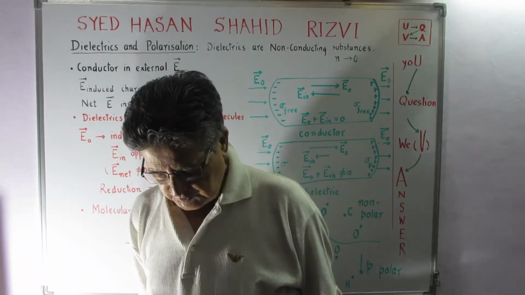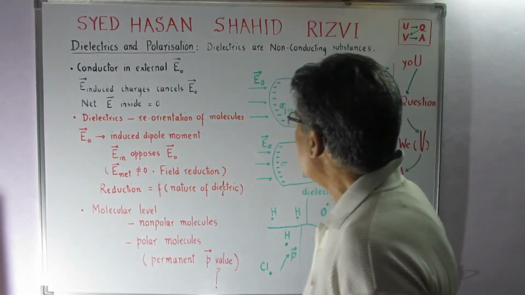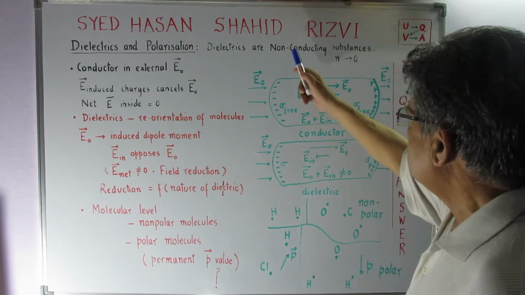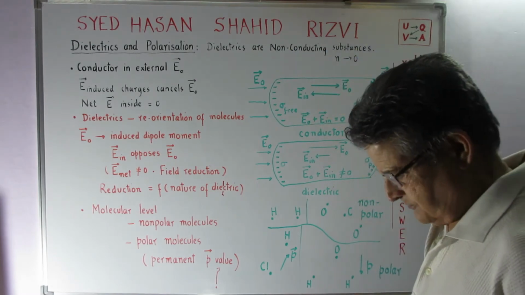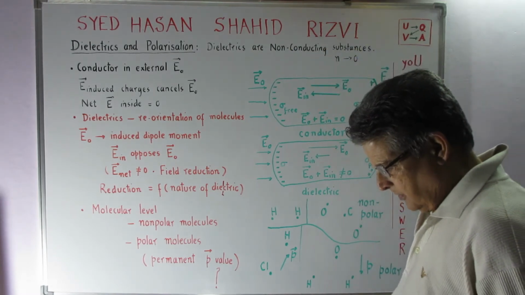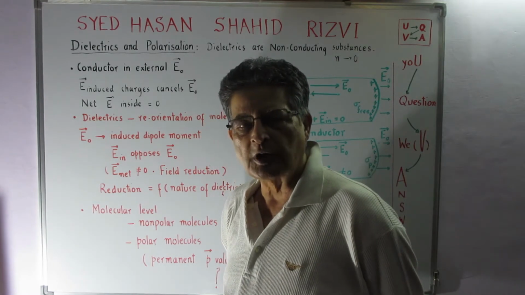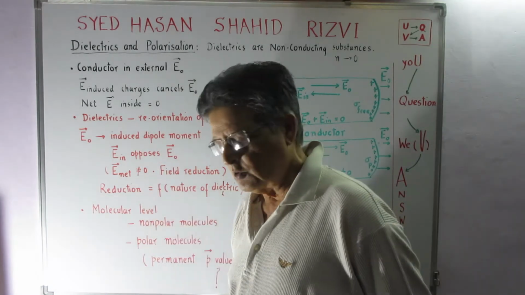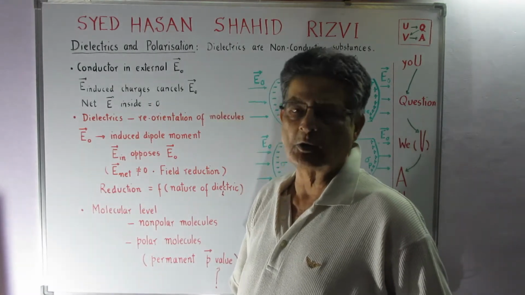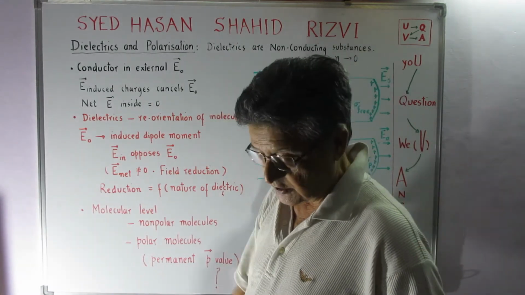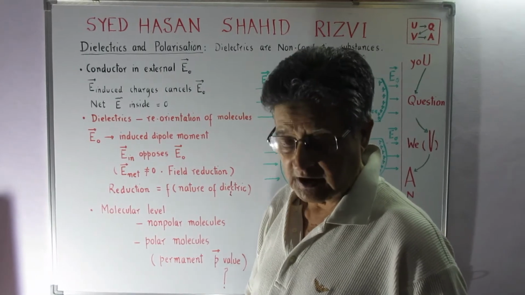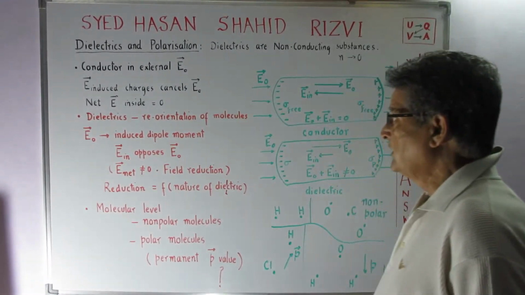The dielectrics are non-conducting substances where the number of free charges per unit volume, which I have written as n, is approximately equal to 0. Okay. In the conductors, very large numbers of free electrons are there, etc.